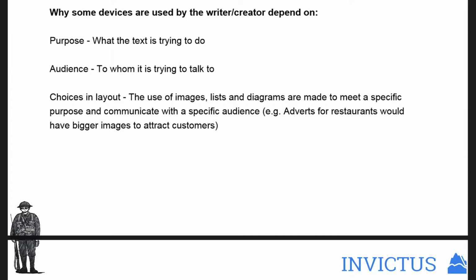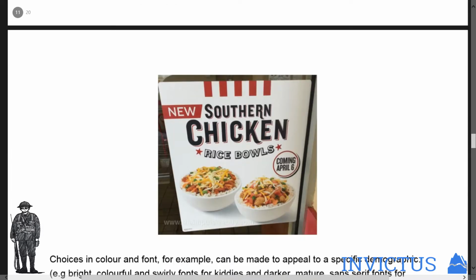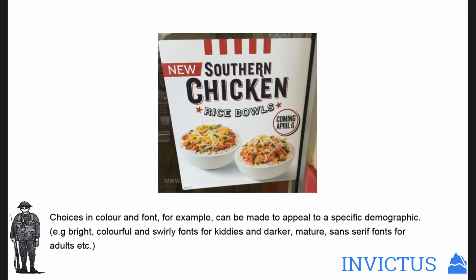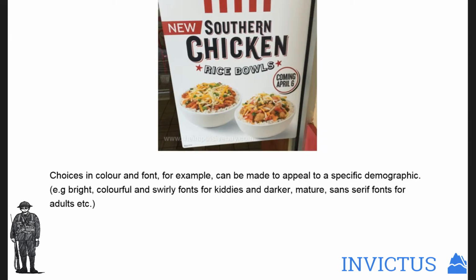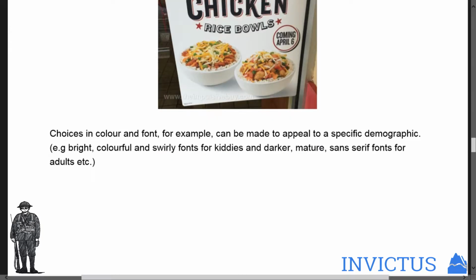As I've said, for example, restaurants would have bigger images, many adjectives, colorful fonts, special enhancement on the pictures to make the food look nice and attract people. So see KFC, Southern Chicken Rice Balls, the font and the stars and the big bowls of juicy and succulent chicken and nice rice and cheese coming April 6th and new. It's big, it's powerful, it sends the message, it makes people want to come back to KFC, therefore it's an effective piece of text. And yeah, you can say that.